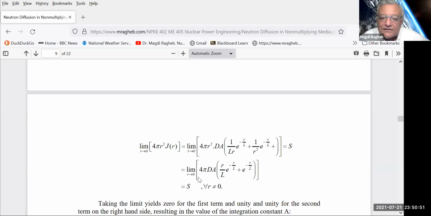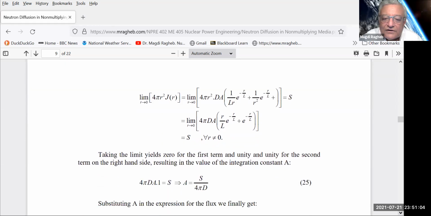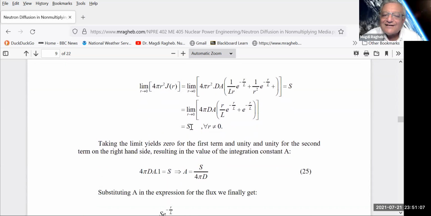And in that case, you'll find that the limit as r tends to 0 should be equal to S, the source of neutrons. So 4 pi dA as r tends to 0 is equal to just S. We have 4 pi dA multiplied into unity here, because the exponential function, when r tends to 0, if you draw that exponential function, you'll find that it comes down this way, and at 0, it is equal to 1.